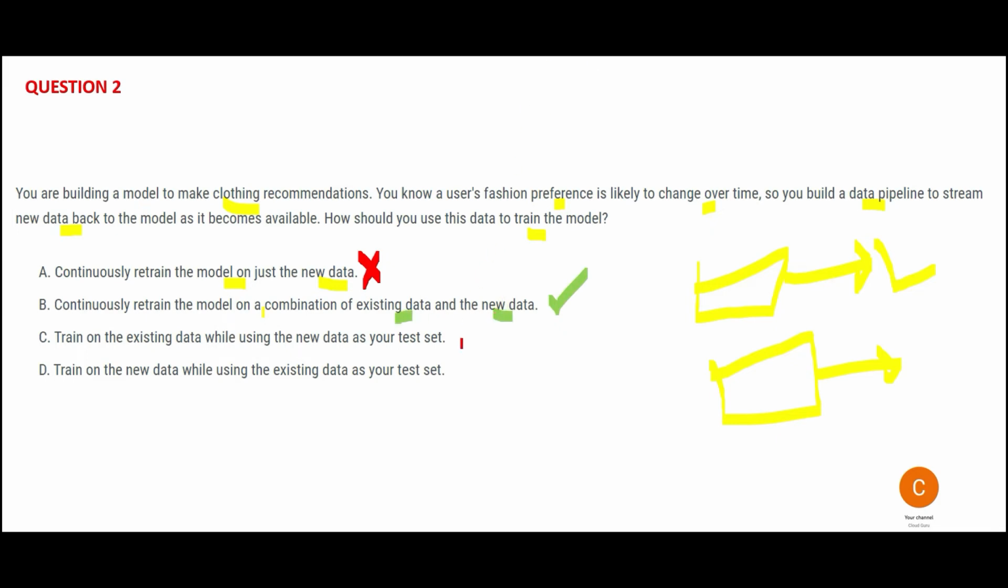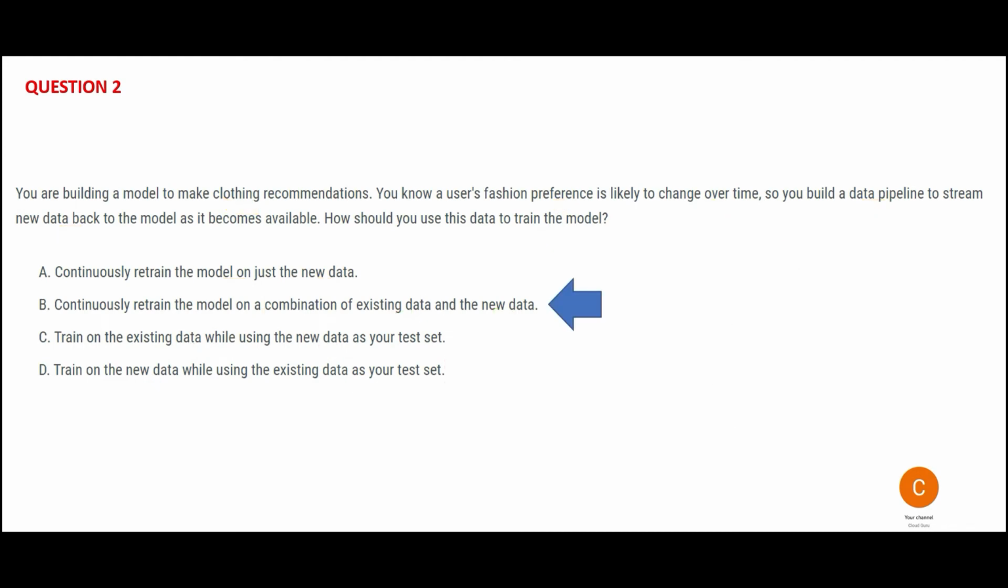Now C doesn't make sense. It says you train on existing data and you use new data as your test set. So both are contradicting each other. D says you train new data while using existing. So this is also contradicting. So these two are simple ones. C and D were easy to say that these were wrong. So this is my final answer.